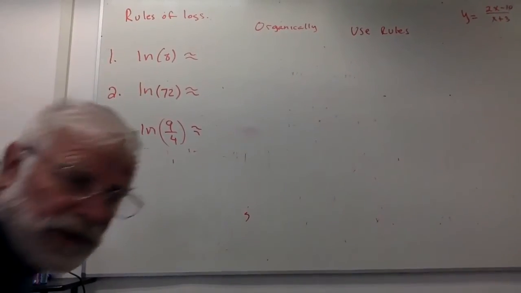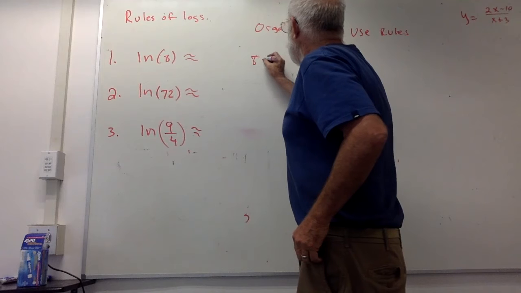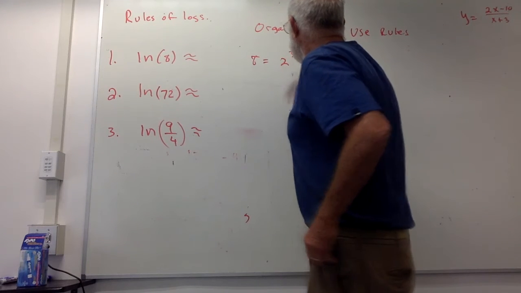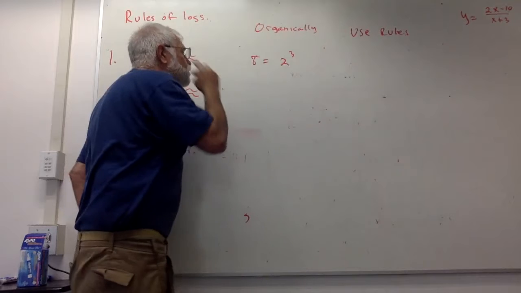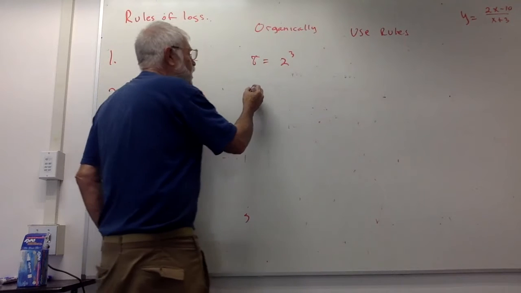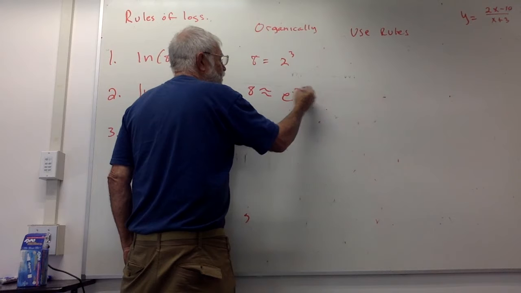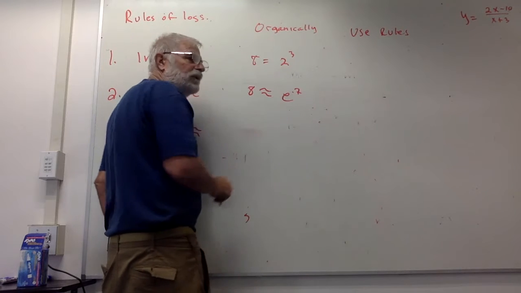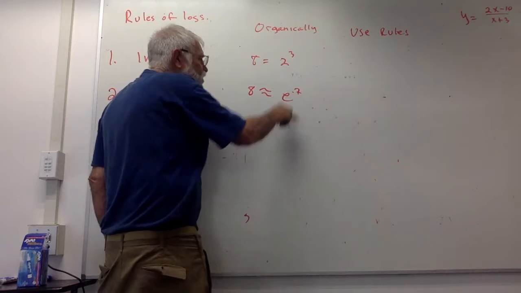Again, you pause when necessary. So 8. Well, I know that 8 is 2 cubed. All right, I've got to work on this thing. So 8 is 2 cubed. All right, well, I know what 2 is now. 8 is approximately e to the 0.7 is the number 2. 2.7 to 0.7. It's really 0.69. It's like pi, but this is good enough.